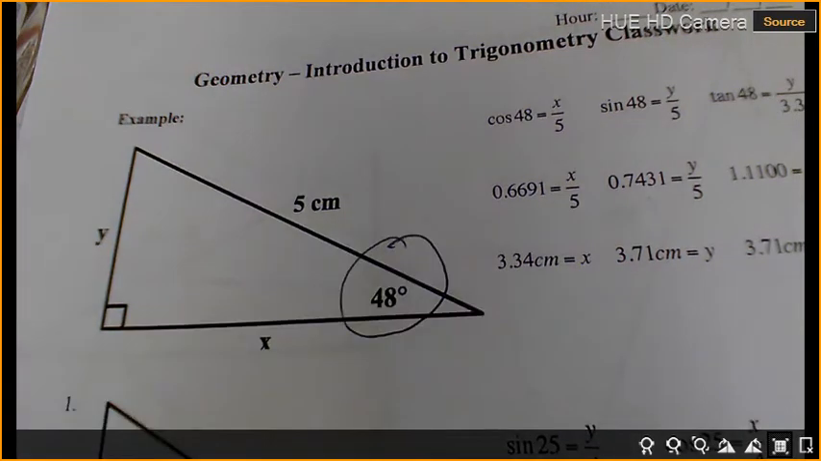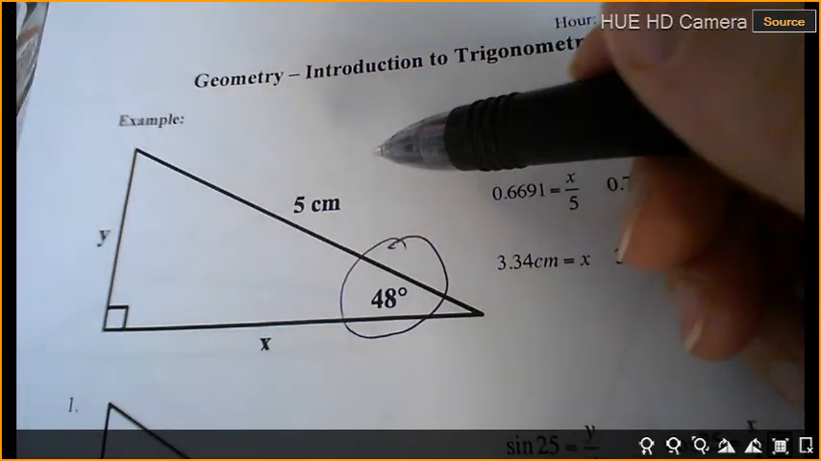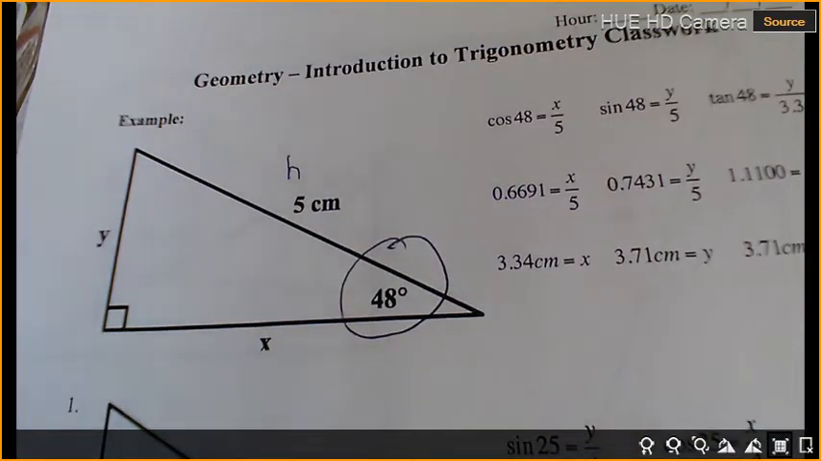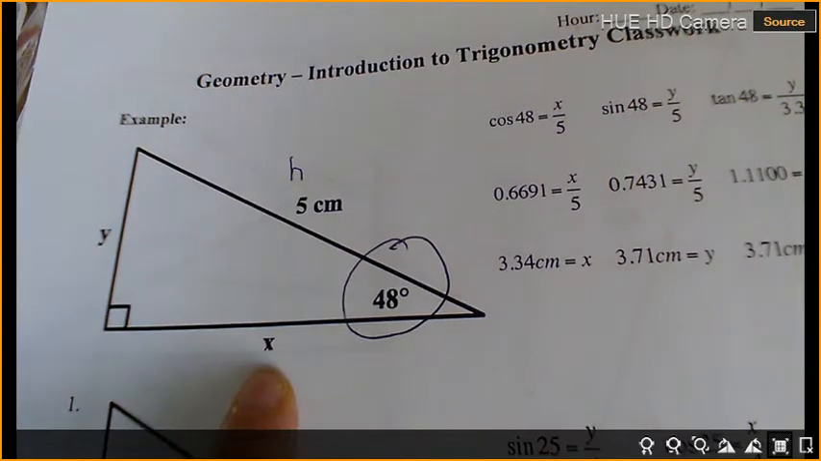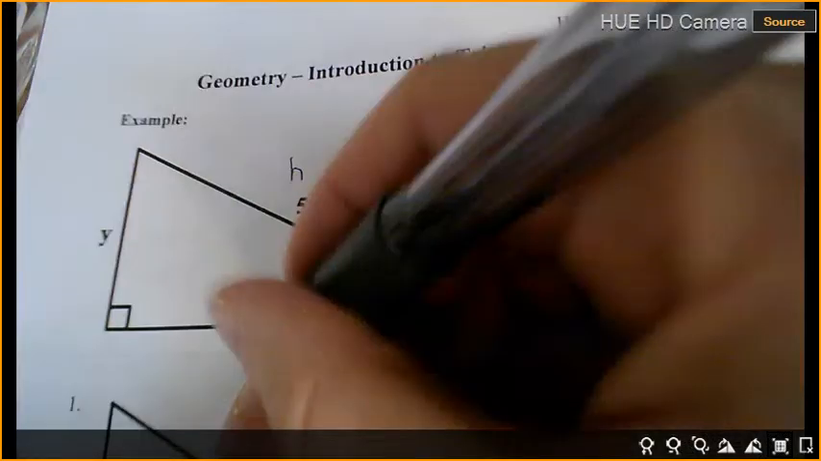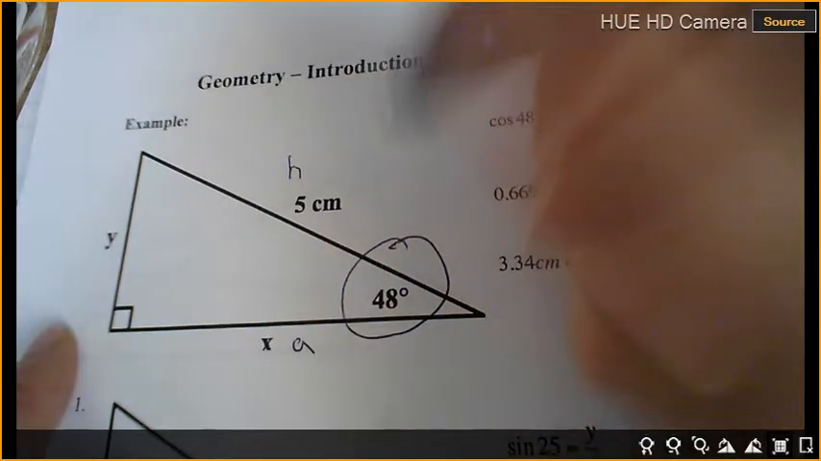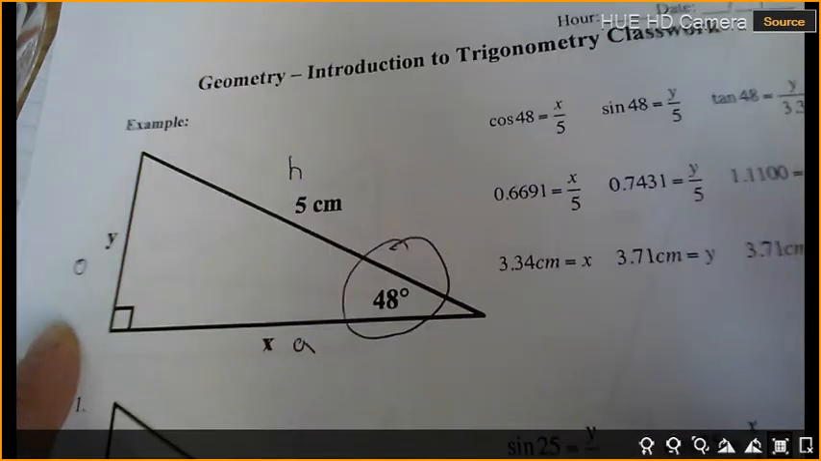So what is 5 for this triangle? Is it the opposite, adjacent, or hypotenuse? Hypotenuse. So I'm going to just put a little H. What is X? Opposite or adjacent? Adjacent, because it's next to the angle. And Y doesn't touch the angle at all, so that is the opposite.